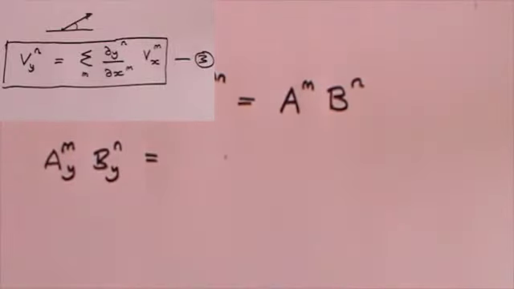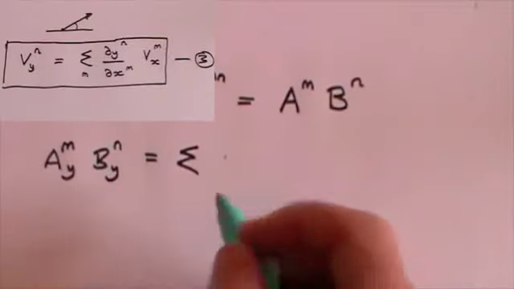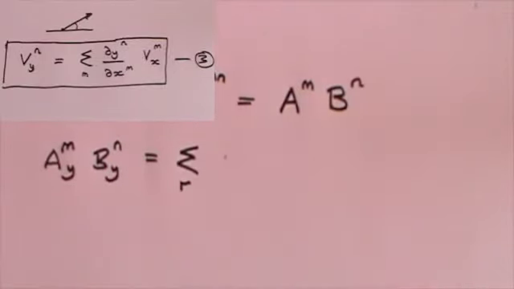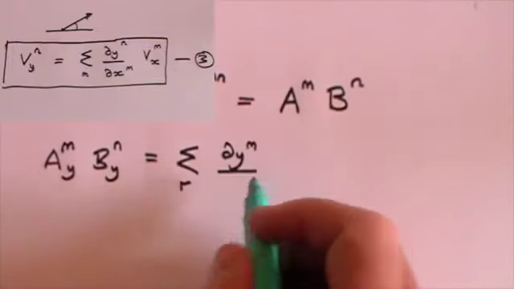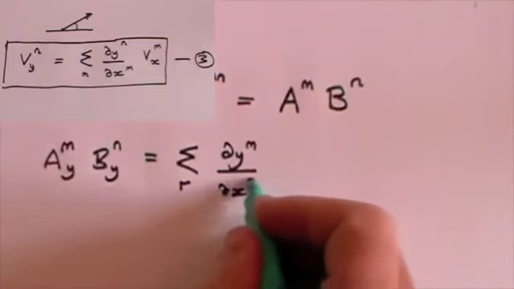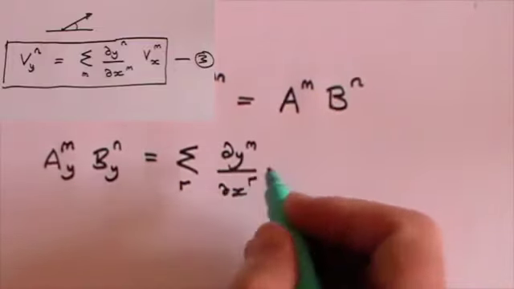We need a sum term. I can't use m anymore because that's already been used here, so I'll just introduce a value r. Remember, this is a summation term. It's called a dummy variable. It doesn't matter what you put. And that's going to be dym by dx r times a in the x frame of reference r. That does the vector a.